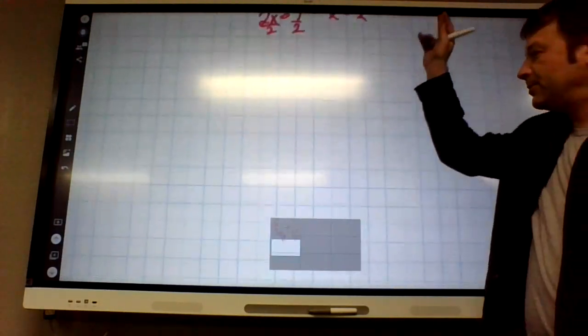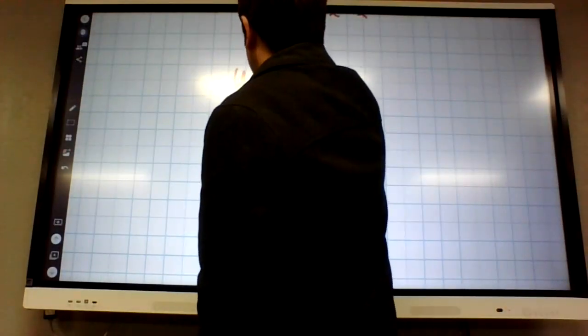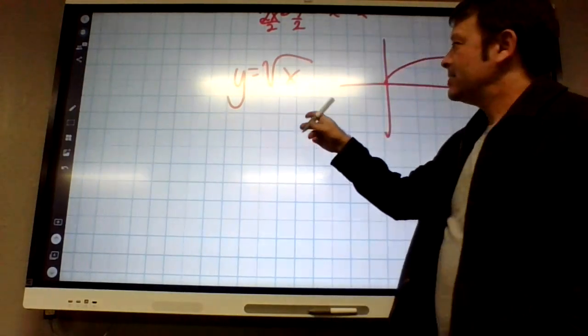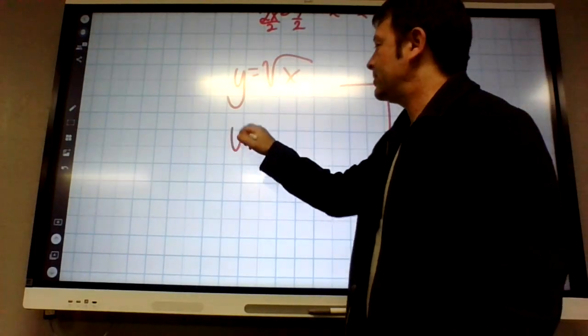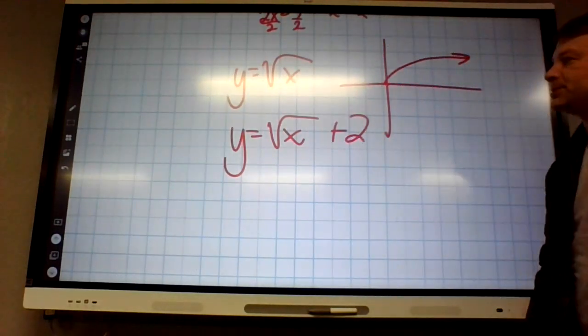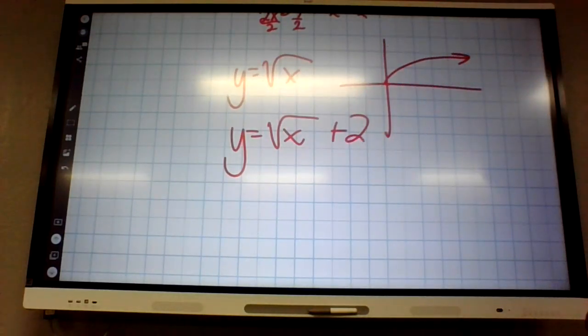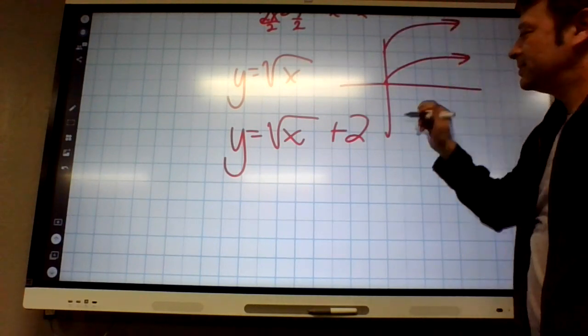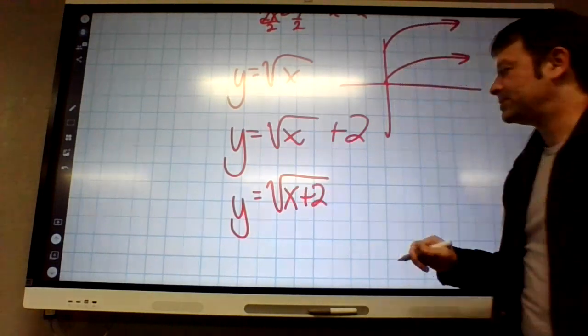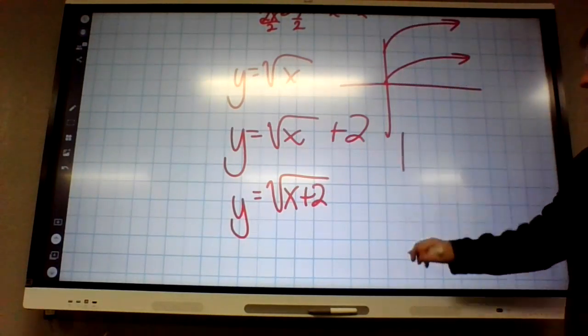Okay, so our base function, y equals square root of x, it looked kind of like that, right? So what do you think would happen from past experience if I did a plus 2 out there? It'll go up 2. Up 2 is correct. All right, a little trickier, what would happen if I put the plus 2 in the square root there?